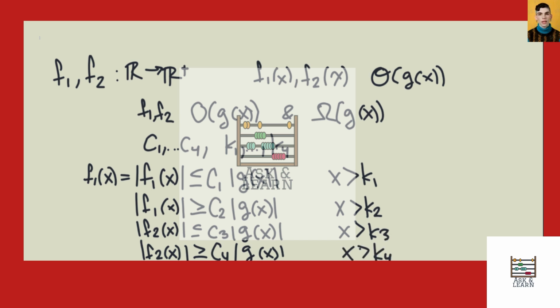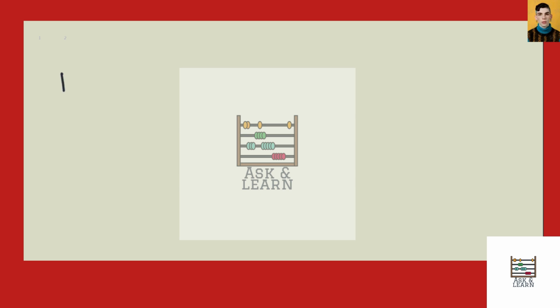And I skipped writing it, but due to these functions running from the reals to the positives, right, f1 is just going to be equal to its absolute value, and f2 is also simply equal to its absolute value here. Okay, so then we're just going to let k be equal to the maximum of all those other k's we had, right, k1 through k4.